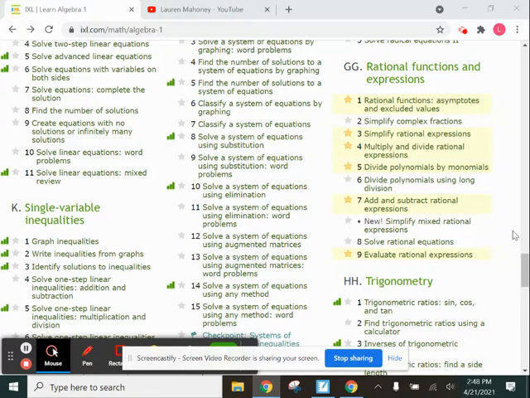This is your video for the second part of explanation for how to do the IXLs in Algebra 1 in GG. This is going to cover GG5, GG7, and GG9.